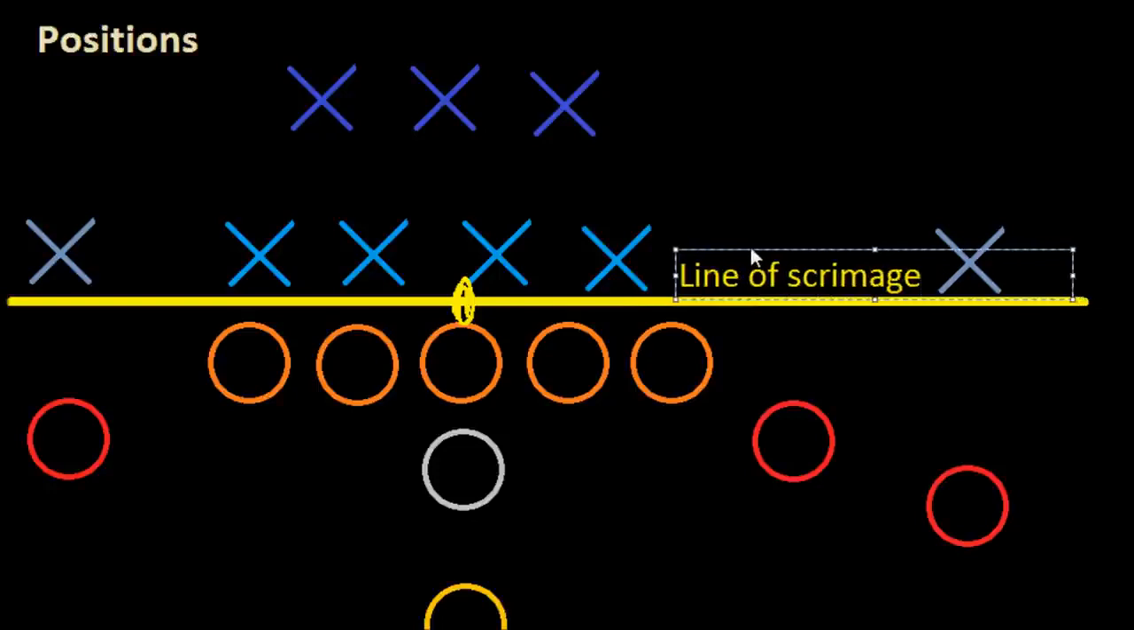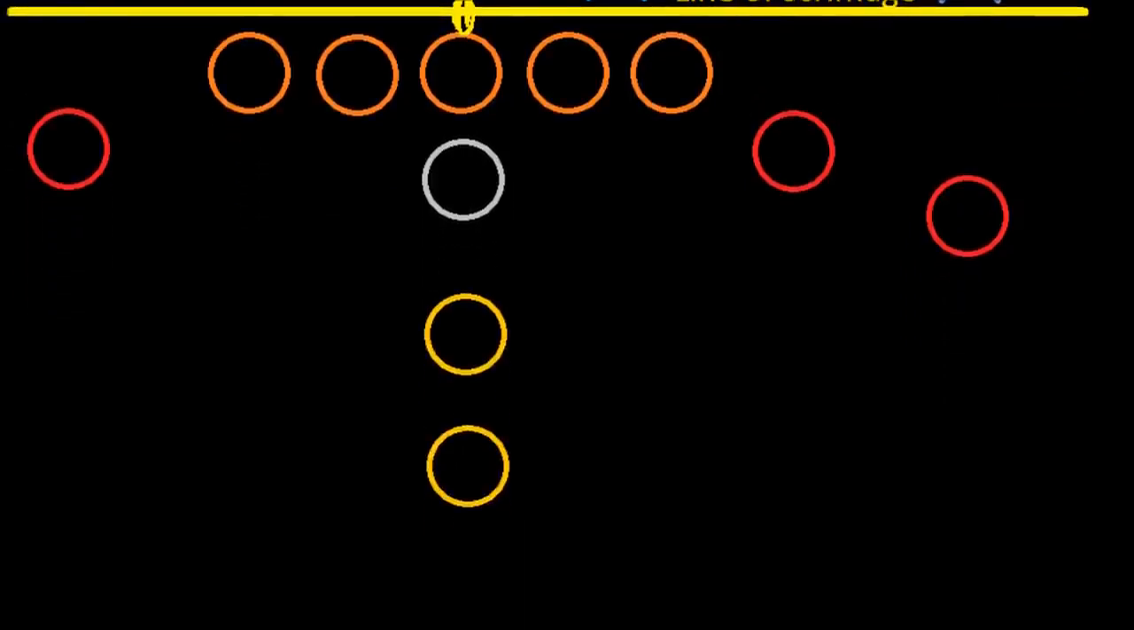So the line of scrimmage separates the offense from the defense. That is where the ball is. So first, let's take a look at the guys on offense. And so that's these O's down here.